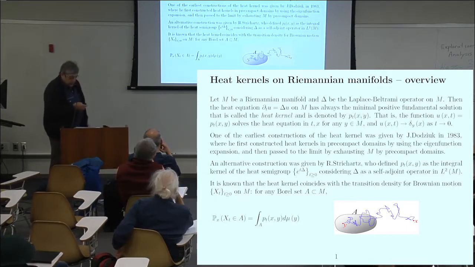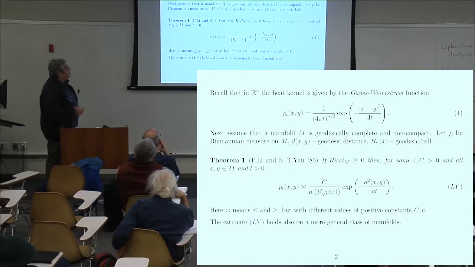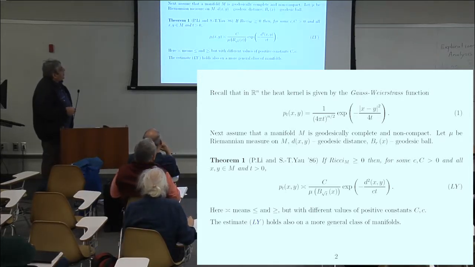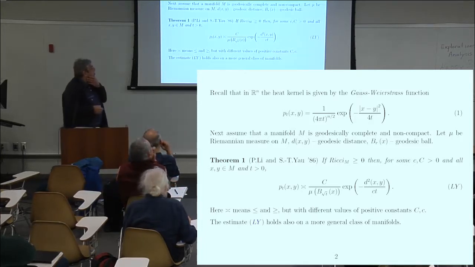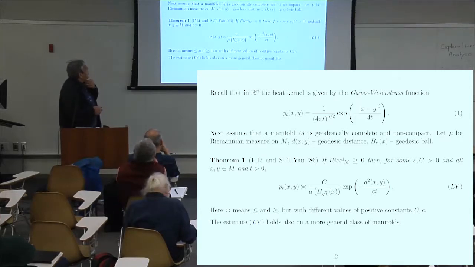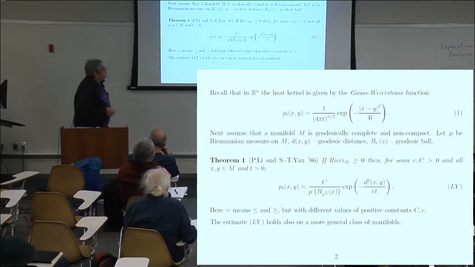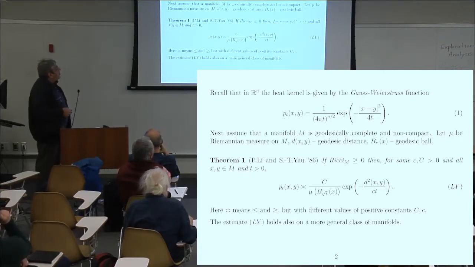It's very useful sometimes also for intuition to understand the relation between the heat kernel and the geometry of the manifold. So the classical heat kernel in Euclidean space is the Gauss-Weierstrass function, which is taught in all elementary PDE courses. But the question that was extensively discussed in mathematical literature is obtaining estimates of the heat kernel, assuming that the manifold M is geodesically complete and non-compact. There is an explicit formula also for hyperbolic spaces, but generally there is no way to get an explicit formula. One can hope to get some estimates.